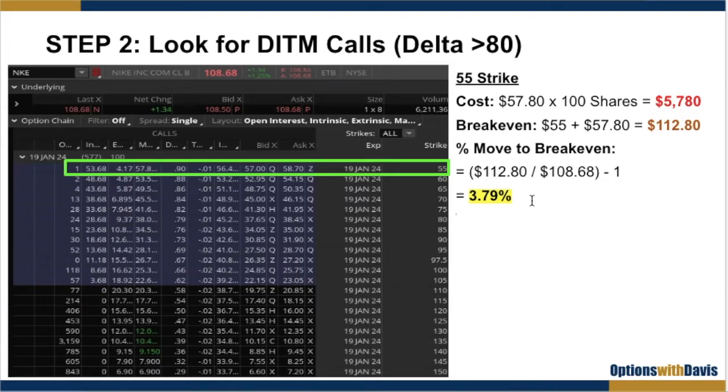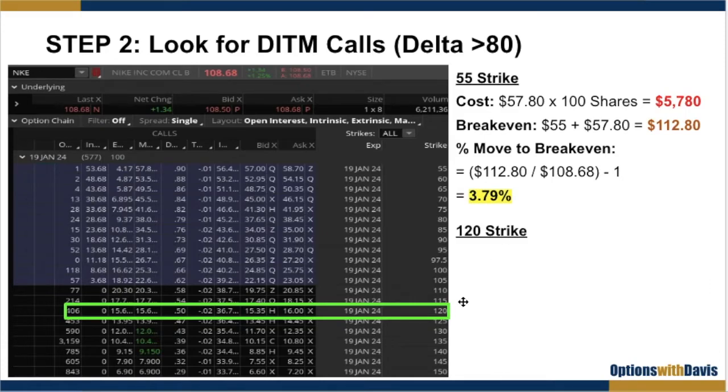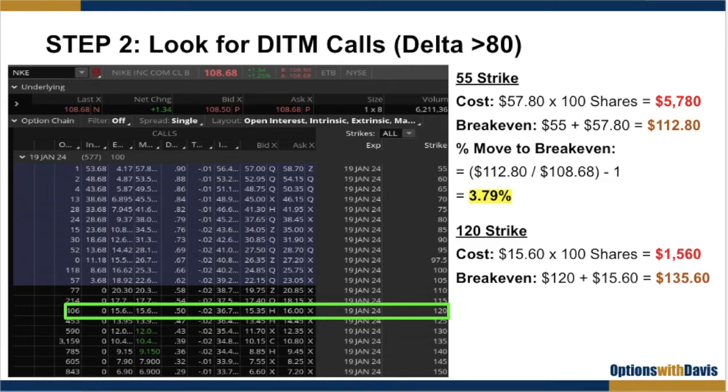Now let's compare this to an out of the money strike, which is 120. So this is not very far out of the money, but it's still a little bit out of the money, right? 120 strike. So in terms of the cost, you can see that you pay significantly less. You only pay $1,560 because for this option all you have to do is just pay $15.60, right? So it's much less than if you buy the 55 strike price, but you must ask yourself the question, at what cost?